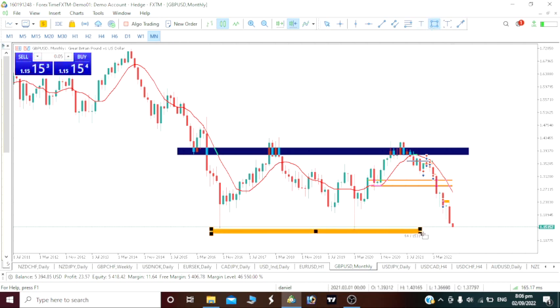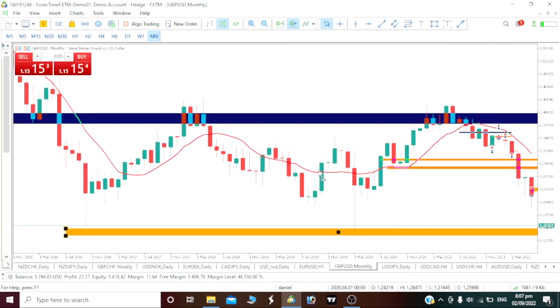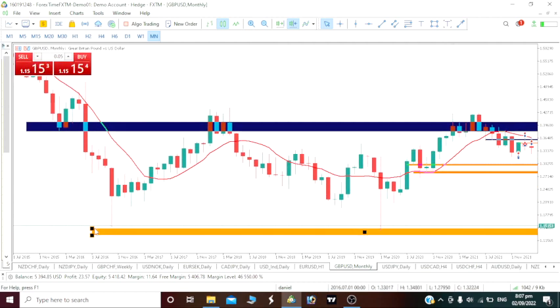I want you to watch out for this key level here. This huge candlestick we had here sits here. There was a huge candlestick here, which actually pushed up this week's candlestick. Price came to this level and it pushed up.